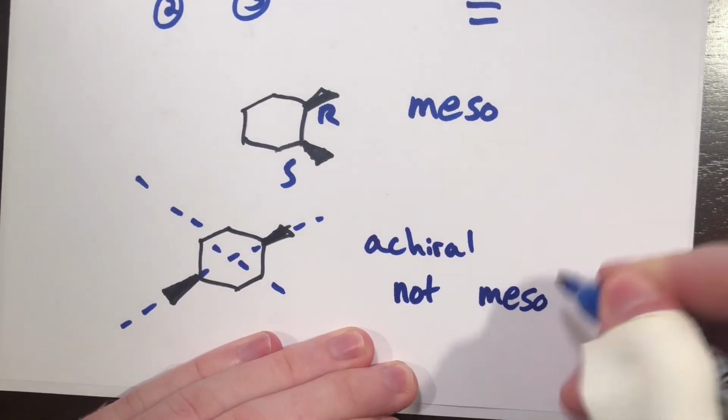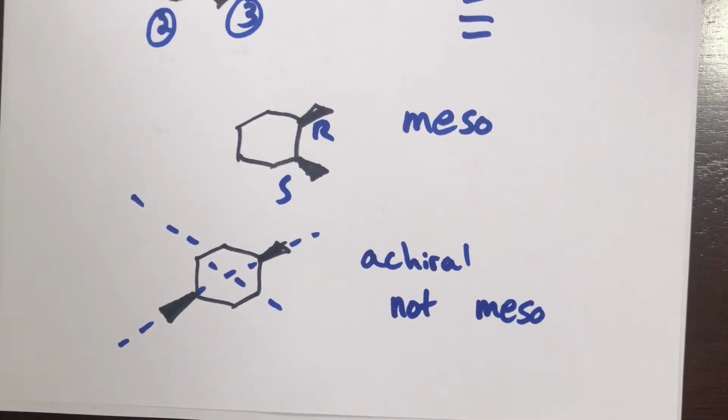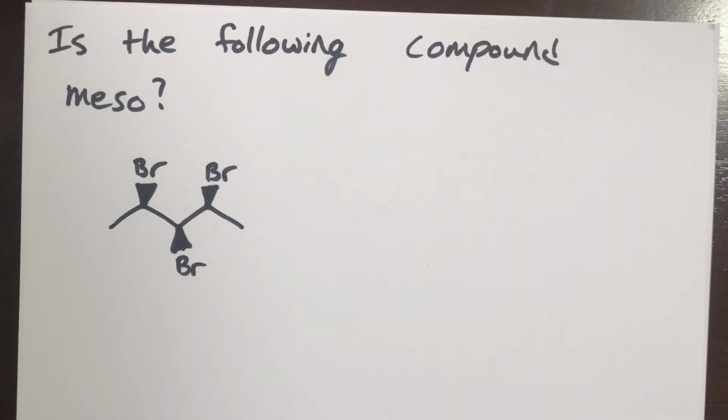So this is a nice example to show that it's not always just a cis cyclic structure is going to be meso. You always have to go through the rules and check and convince yourself that it is meso or it isn't meso. Okay, here we have another example.